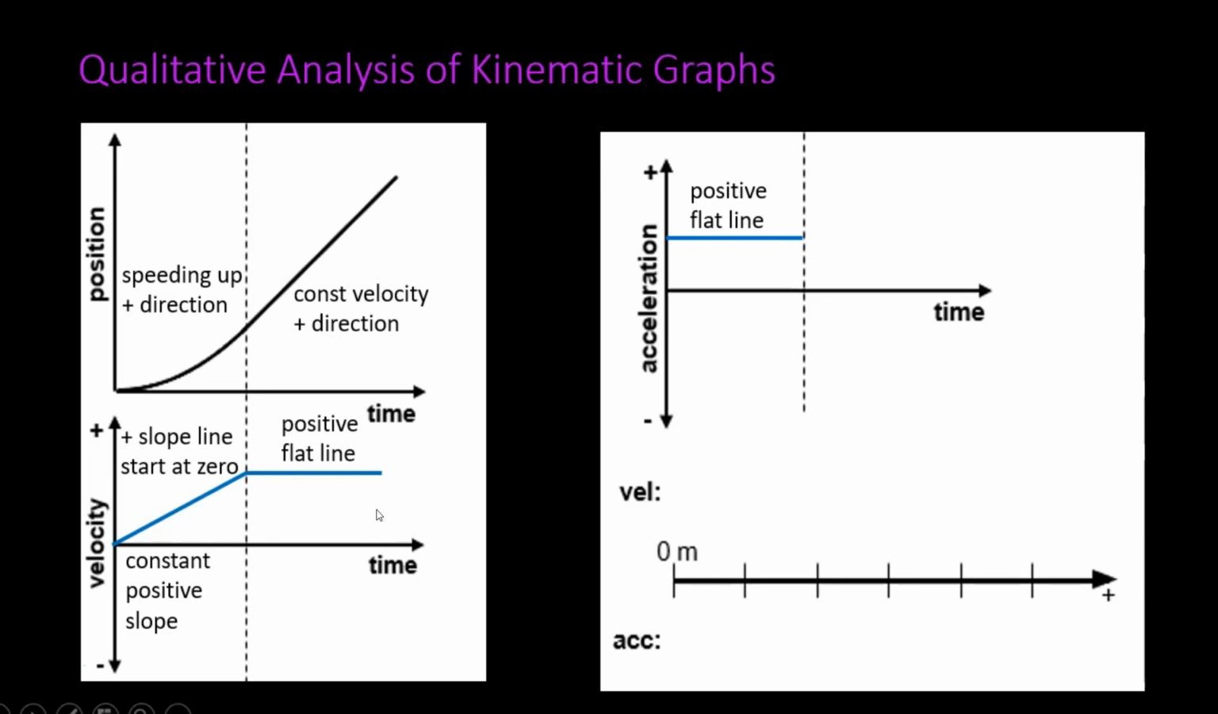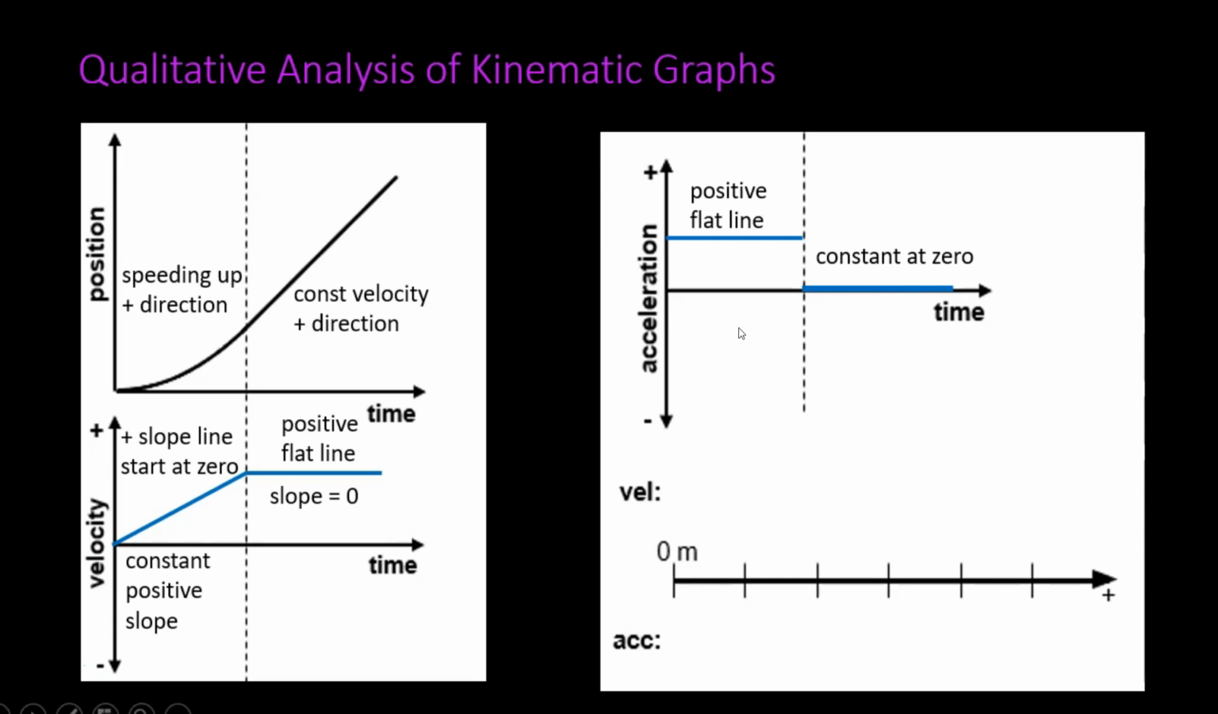Now we need to go on and look at this section of the velocity time graph, and we see that the slope is 0 because it's a flat line. So the slope is 0. That means our acceleration is 0. So we're going to have a constant acceleration at 0. We draw the flat line on the time axis, which represents an acceleration of 0.